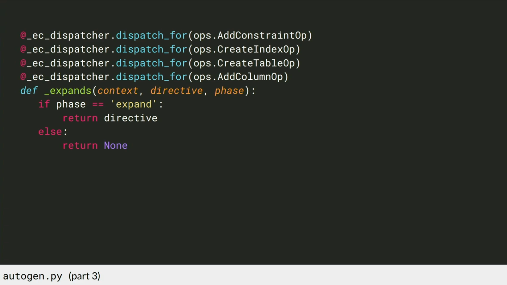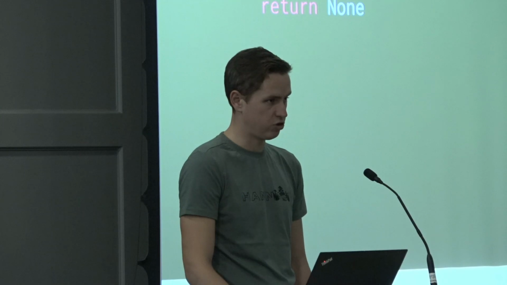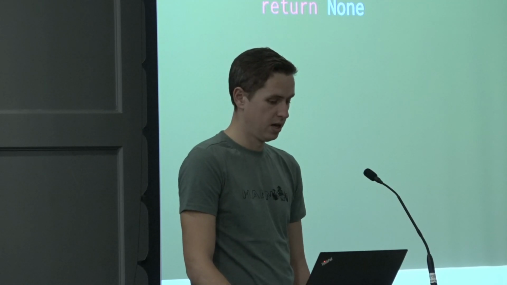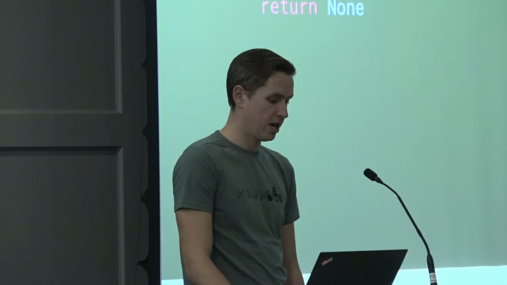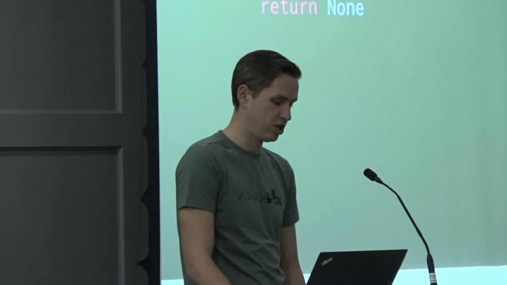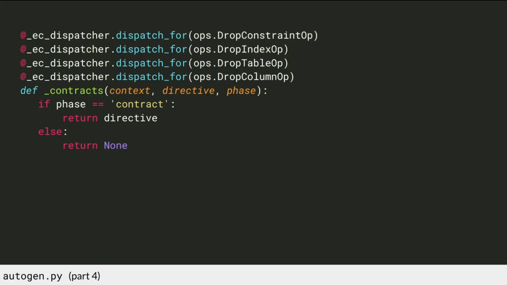Looking at a little more concrete example, these are the things that we can class as expand style migration operations: adding constraints, creating indexes and tables, and adding new columns. So we've said that if we're in an expand phase, these are things that we want to emit to our migration scripts. If we're in the contract phase, then we obviously want to skip over that. Likewise, for the contract operation, we want to only handle things like dropping constraints, dropping columns, and so forth.